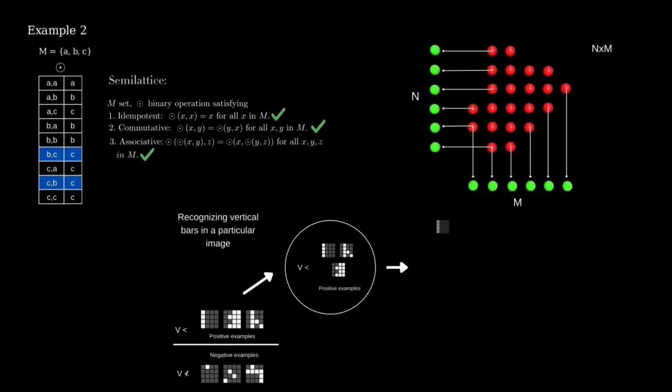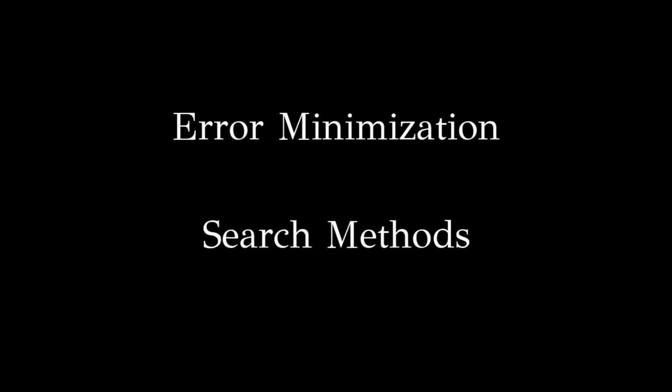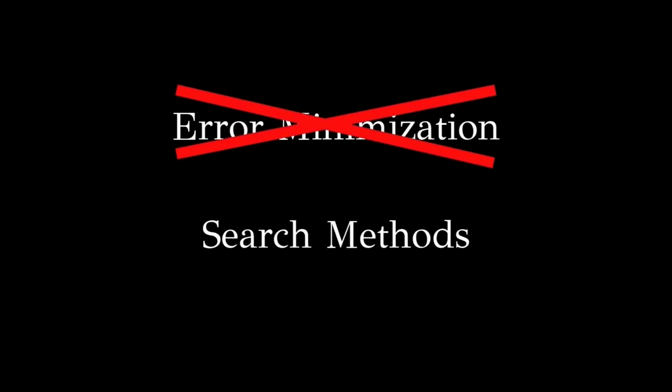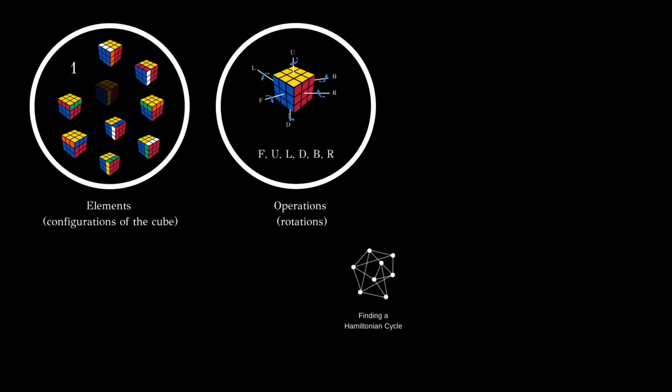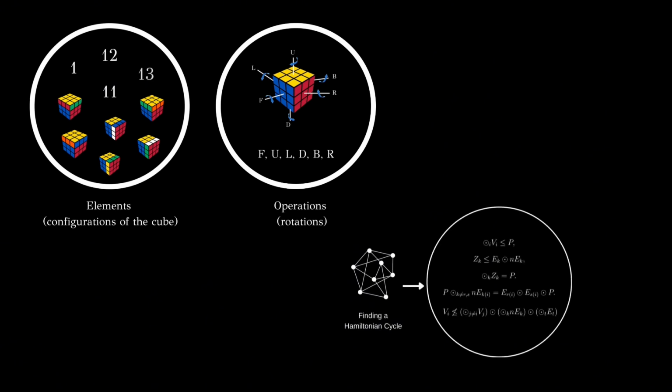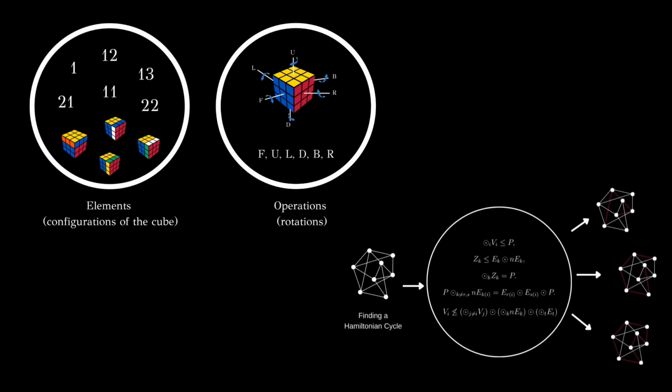We will see that AML is a purely algebraic method that relies on principles very different to those underlying statistical methods. AML does not use error minimization or search methods you may be familiar with. In fact, AML does not try to reduce error. This simply happens as a result of decomposing the problem into its fundamental building blocks. We will give a few examples, and by the end of the video, our hope is that the viewer has a clear idea of how algebraic structures can be used to model data and find solutions to problems.